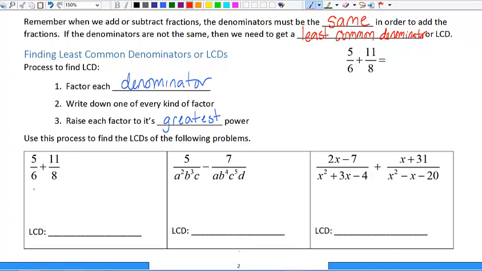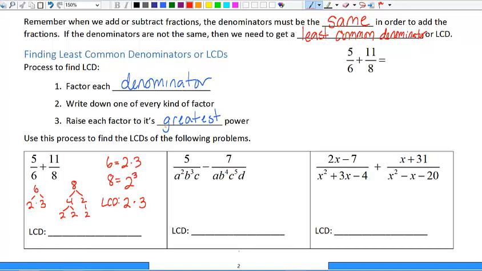So when we take the factors of 6, that is 2 times 3, and then the factors of 8, which is 4 times 2, and then that breaks down to 2 times 2 times 2. So 6 can be rewritten as 2 times 3, and 8 can be rewritten as 2 cubed. The LCD tells us to write down one of every kind of factor, so that's every unique base. So 2 is a factor of 6, and 3 is a factor of 6. 2 is a factor of 8 3 times over, right? So we have all of the unique bases, 2 and 3.